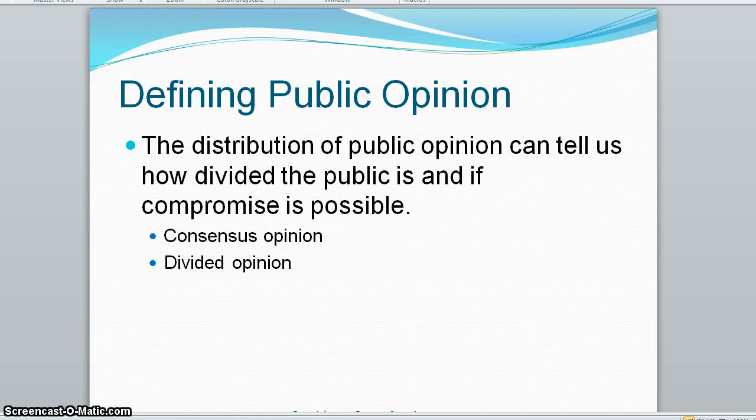First, let's define public opinion, since there is no single public opinion. Public opinion is really the aggregate of individual attitudes or beliefs shared by some portion of the adult population. It determines how the public is divided on any given issue and whether compromise is possible. When the citizenry largely agrees on an issue, there is consensus. When it is polarized between two positions, it is divided.